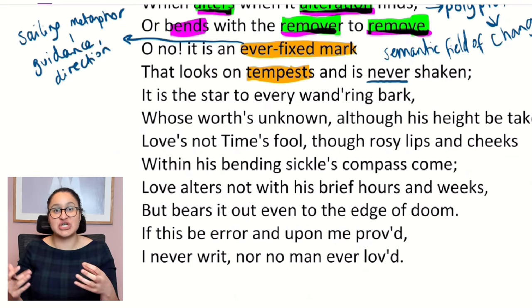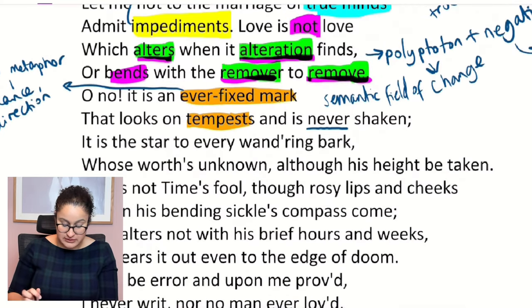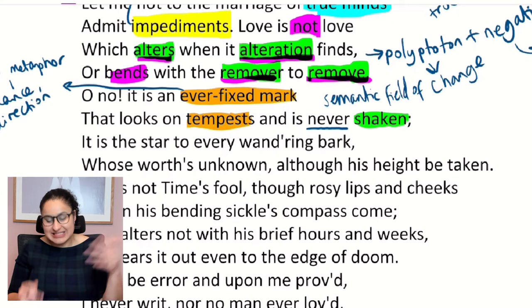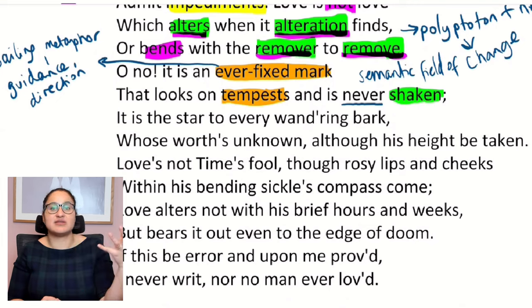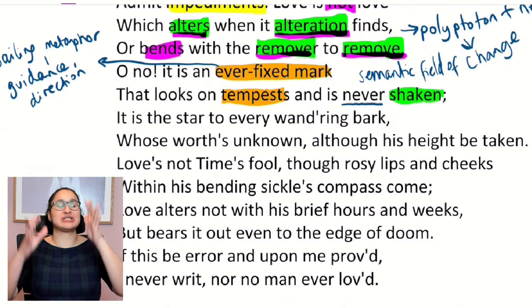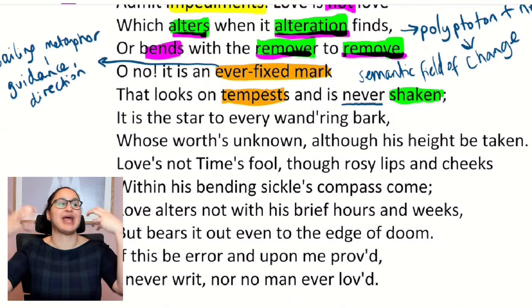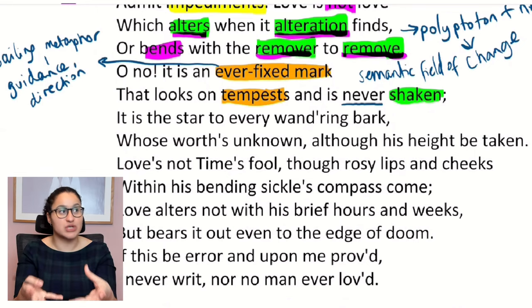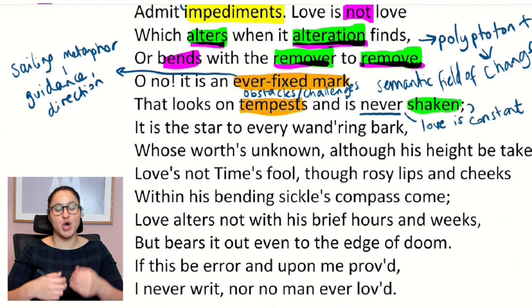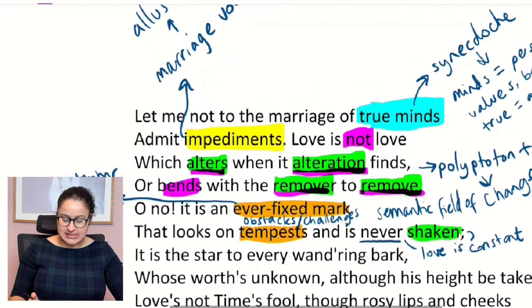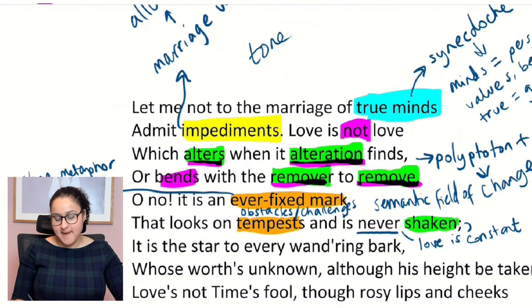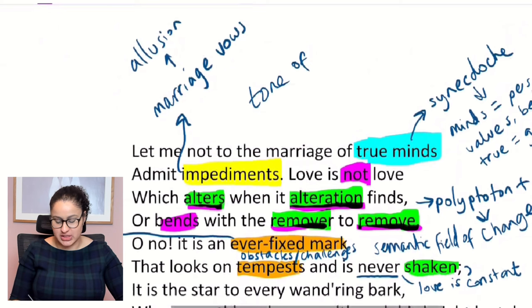So shaken would suggest a similarity to our semantic field of change. In fact, you know what? I'm going to add it back into our semantic field of change as well. It's a continuation of that idea of no matter what the obstacle, love is not affected. Instead, love just keeps being fixed and constant and guiding us through these difficult times. I'm now going to come back to that tone of the poem that is starting to build over lots of different terms. And the tone is one of a sense of certainty, but also passion as well.